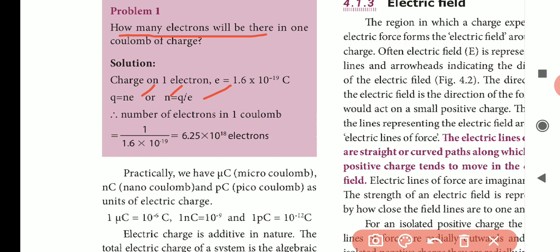Next, 1 coulomb அப்படின்னு சொல்லிட்டாங்க. Electrical charge is equal to 1 coulomb. So 1 divided by 1.6 into 10 power minus 19. இதை நம்ம simplify பண்ணோம்னா 6.25 into 10 power 18 electrons.